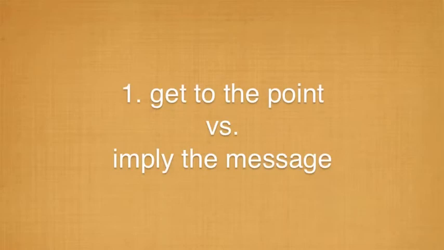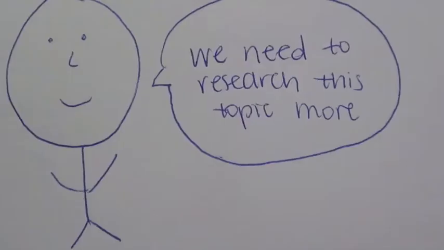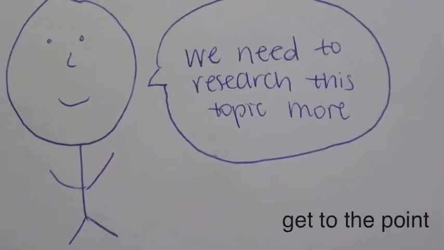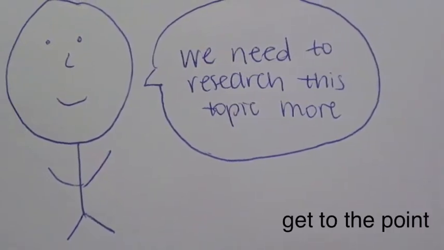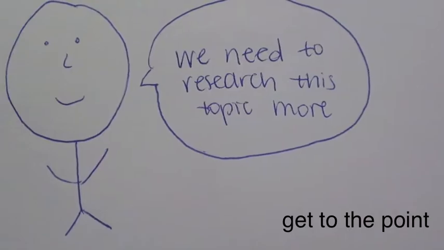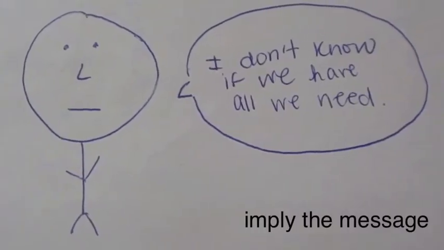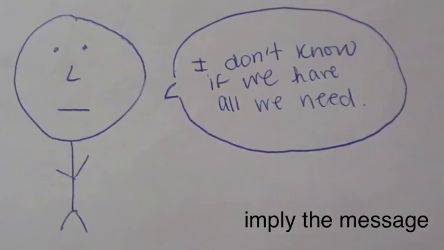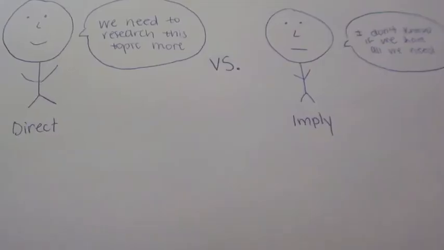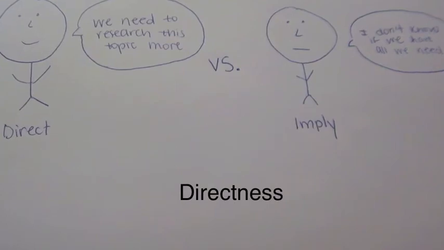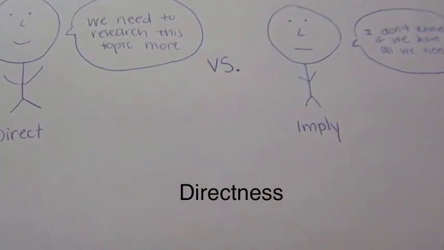The first cultural dimension is directness. In some cultures, it is okay to say exactly what you are thinking, but in others it could be offensive, and you may want to imply the message. This is an example of a man who is directly stating what he is thinking. This man is beating around the bush. It is up to you to figure out which is more respectful in the certain culture you are dealing with.